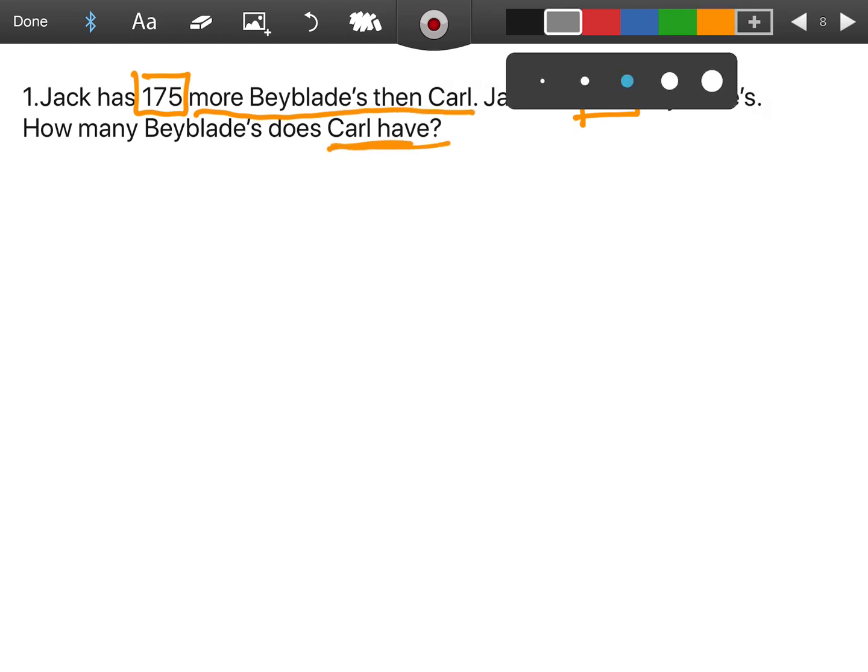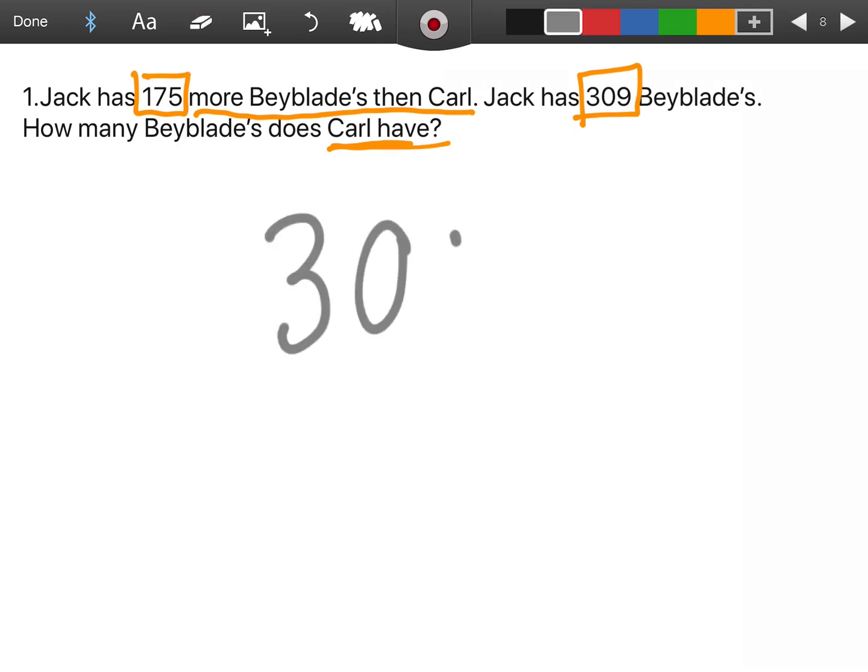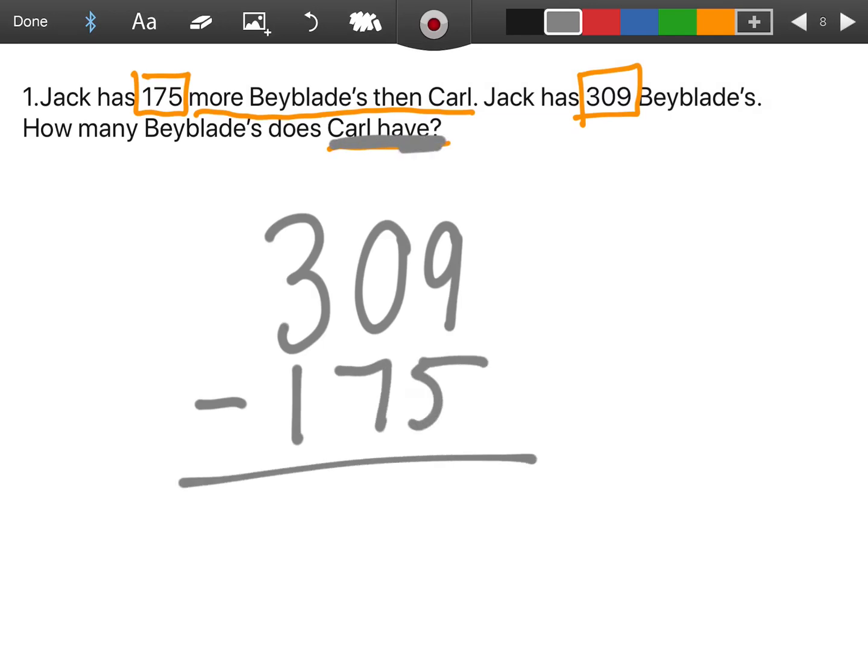So, my second graders, what we're going to do is set up a subtraction problem. When we set up a subtraction problem, we know that the bigger number always goes on top. So let's put 309 minus 175 because we want to figure out how many Carl has. Let's start in the ones place. We have 9 minus 5. Can we do that? Of course.